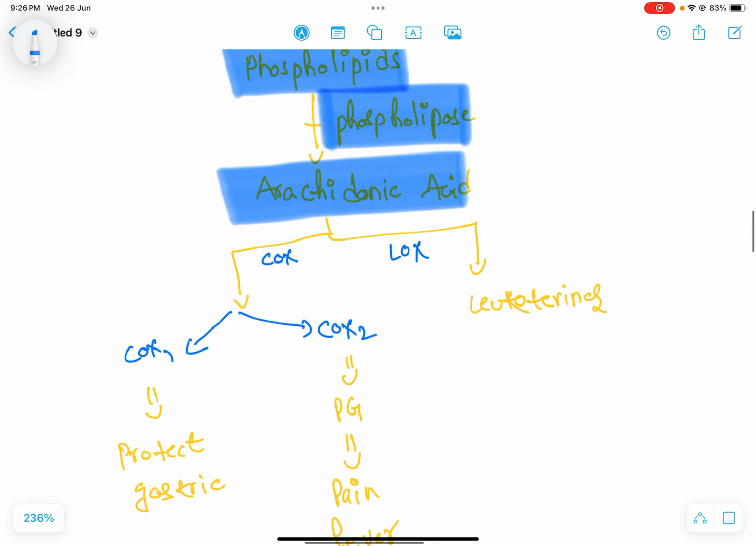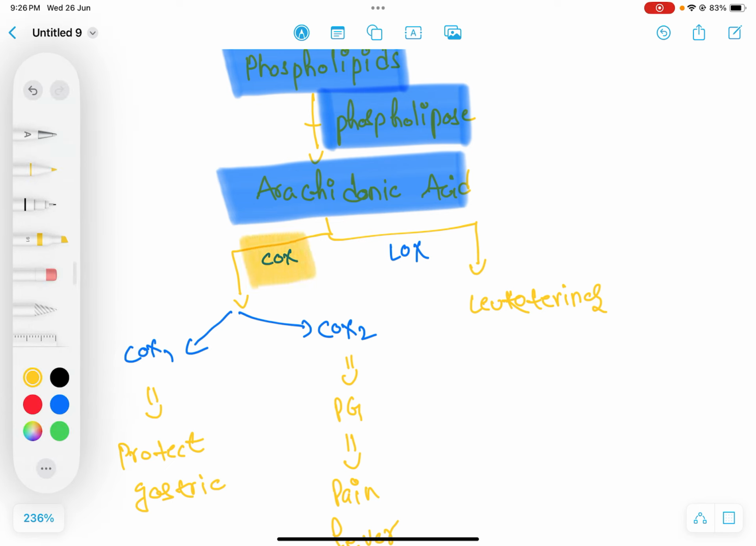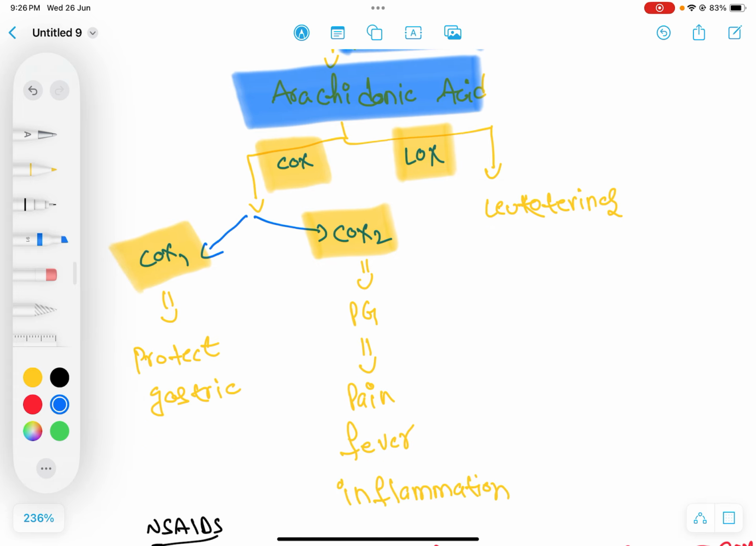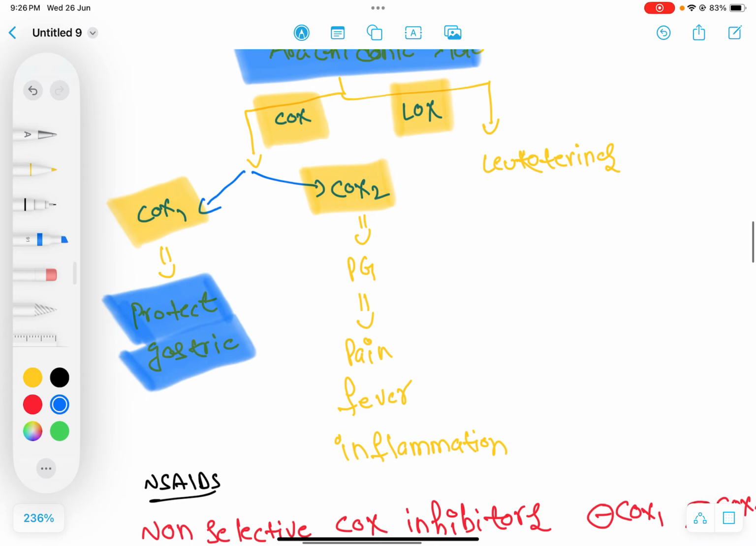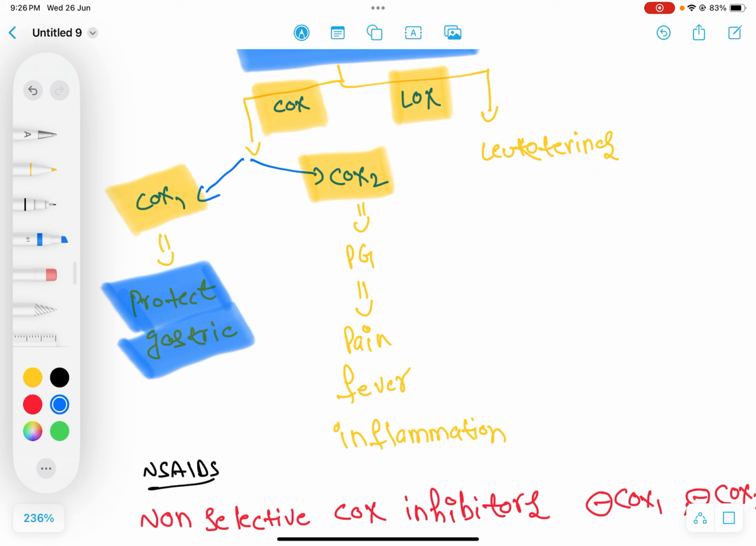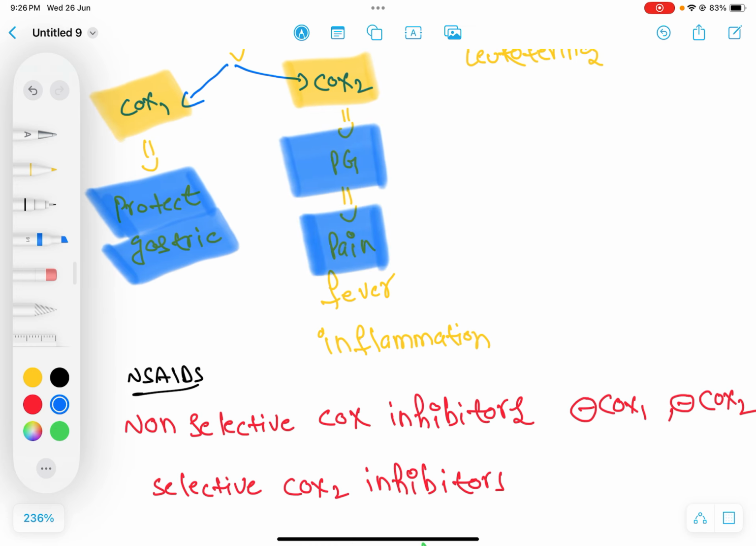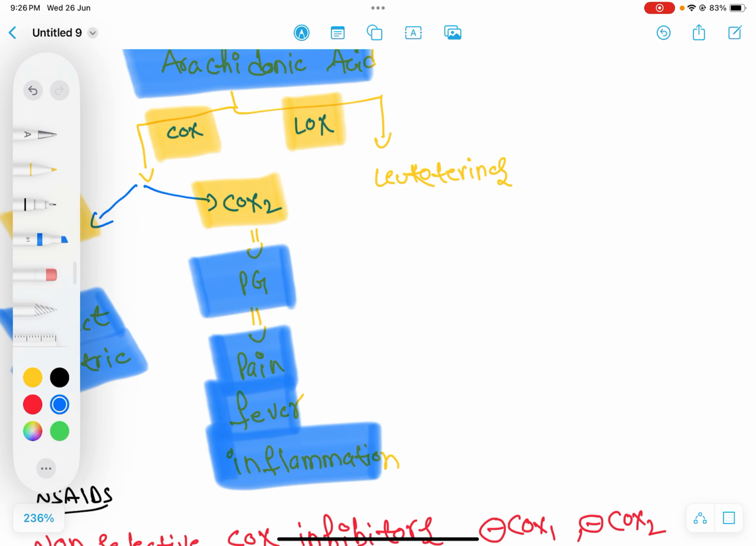This acid undergoes two pathways, the COX pathway and the LOX pathway. In the COX pathway, it undergoes COX1 and COX2. COX means cyclooxygenase. COX1 will protect the stomach, and the COX2 pathway will activate the prostaglandins, which are the main culprit for the pain, fever, and inflammation. And the LOX pathway will form the leukotrienes.